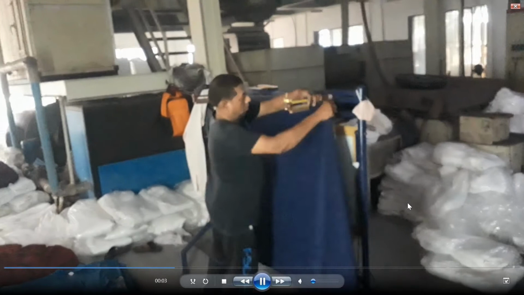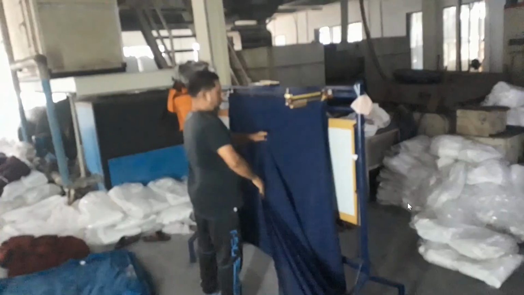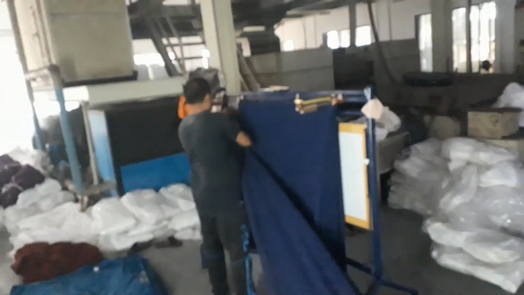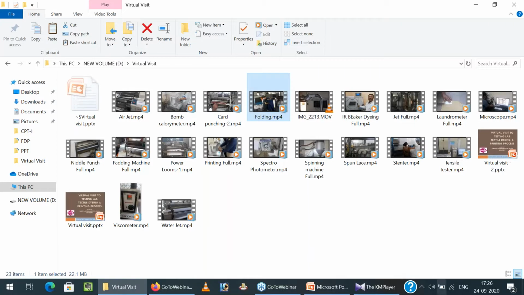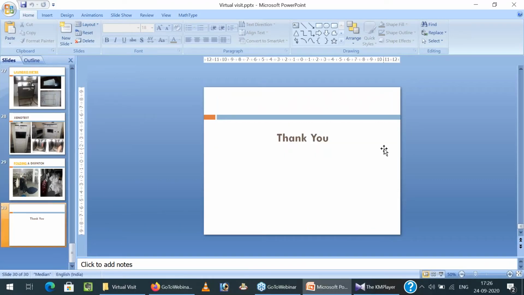See, the folding is done over here. This is the colored fabric. So that's all about the virtual lab.